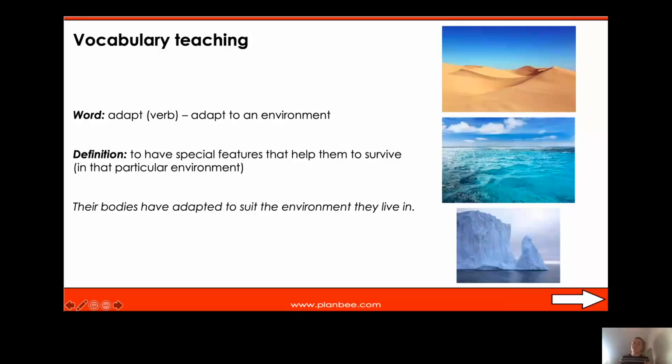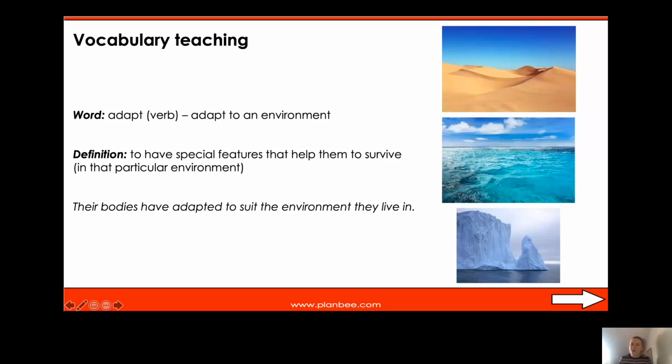Well, adapt is a verb. And as I said, you can say that an animal adapts to an environment. And that means that they have special features that help them to survive in a particular environment. Okay, so their bodies have adapted, have changed, they have special features so that they can survive in that particular environment. For example, the Arctic, okay, the animals in the Arctic, well, it's very cold there, isn't it? So therefore, they would need lots of fur on their bodies, wouldn't they, to keep them warm.